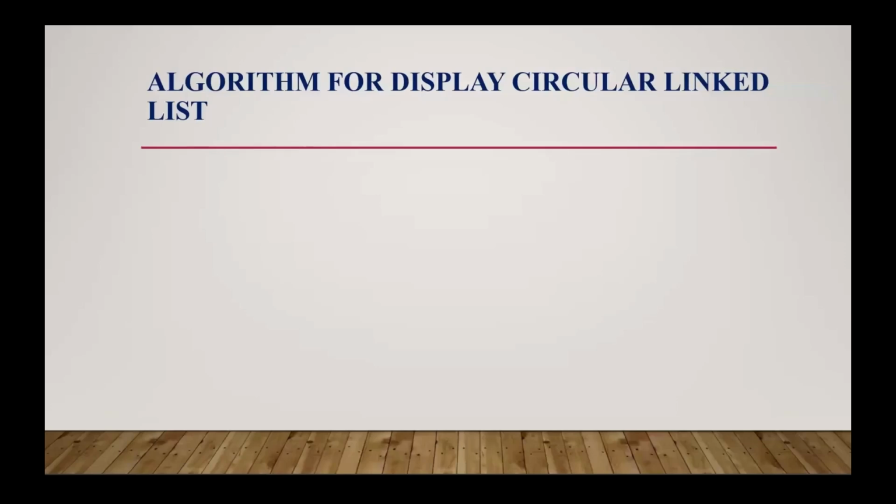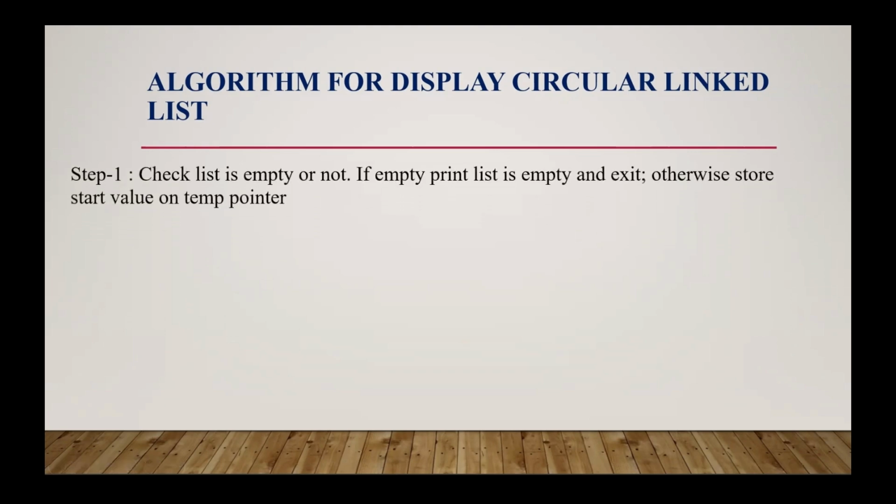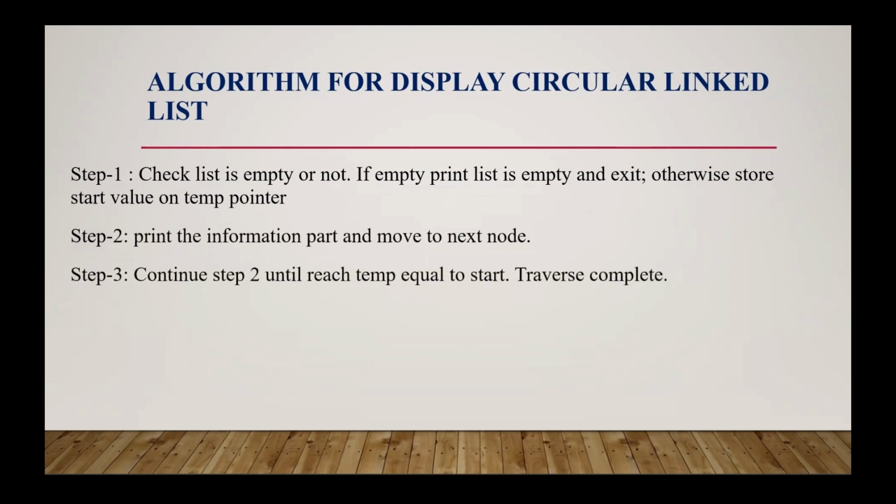So now we have to understand how to traverse the circular linked list as well as how to print the values. The first step is that we have to check whether the list is empty or not. If the list is empty, we cannot print any value. We have to just print that the list is empty and exit. Otherwise, we have to store the start value in a temporary pointer, print the information part, and move to the next. And we have to continue the loop until we reach the end of the loop. So, for example, this is our linked list that is given.